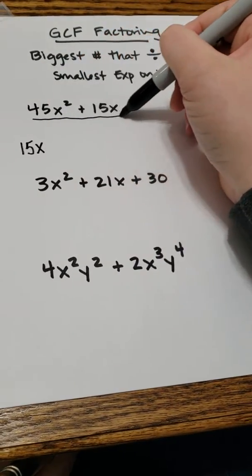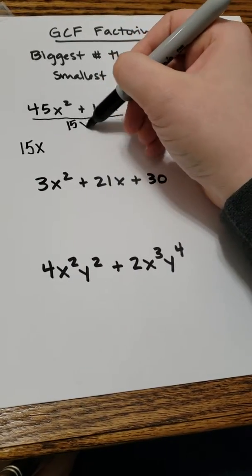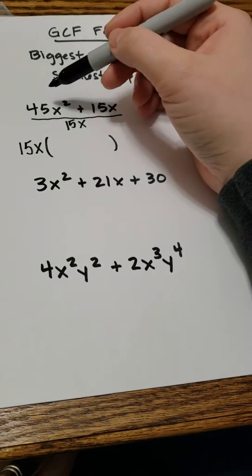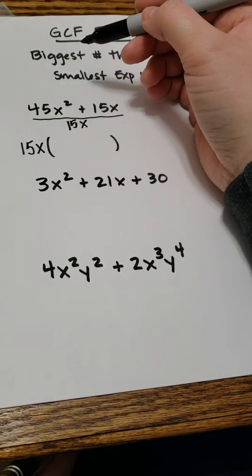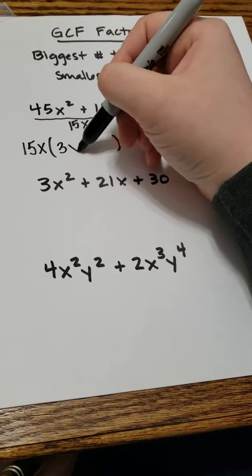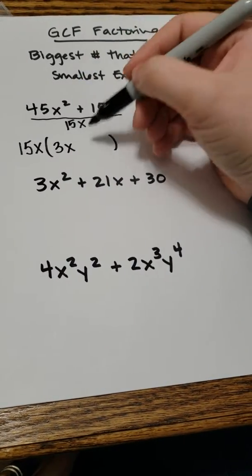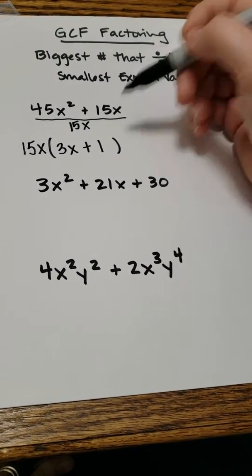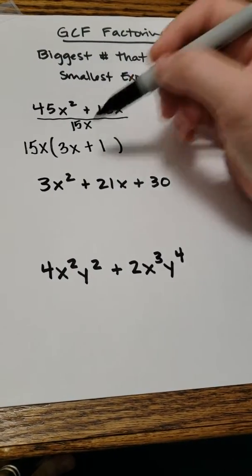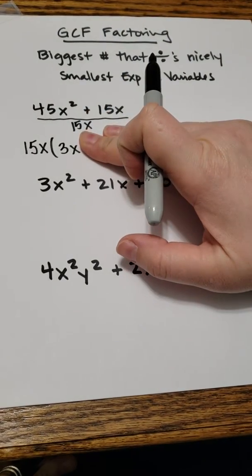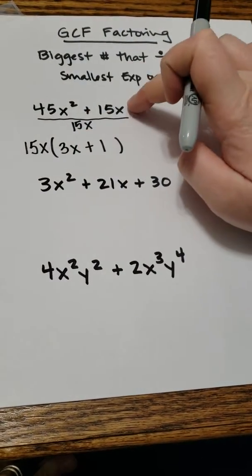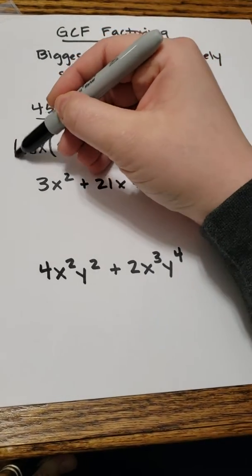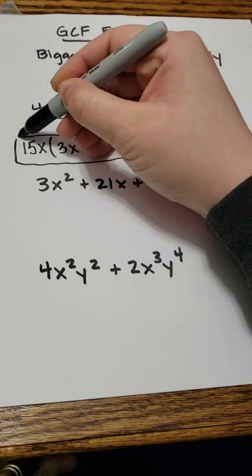So basically all of my terms get divided by that GCF, and we're going to put what we would have remaining after we divide that out. So 45x squared divided by 15x would be 3x. And then 15x divided by 15x, I do need to put that plus 1. A lot of y'all were making that mistake that you didn't want to have that 1 there. But just 15x times 3x is not going to become that original problem again when you multiply it back out. So that would be our final answer there.